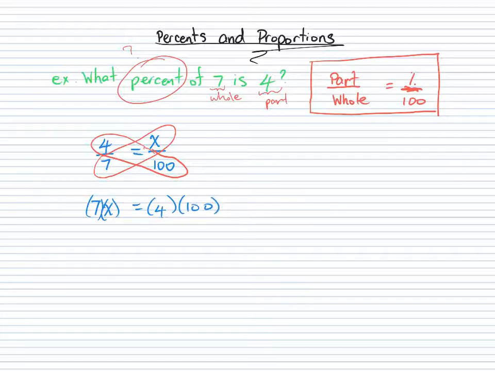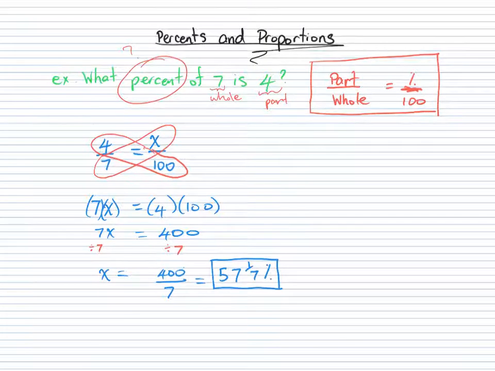We can simplify that a bit, and we get 7x on the left side is equal to 400. Now we have one more step in order to isolate the x: we divide both sides by 7. We get that x is equal to 400 over 7. If you want, you can simplify that further or change it to a mixed number, and we get 57 and 1/7. So the answer is 57 and 1/7%.